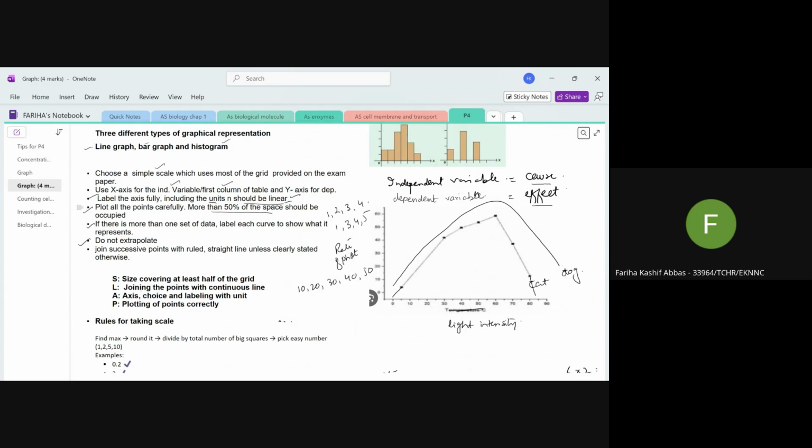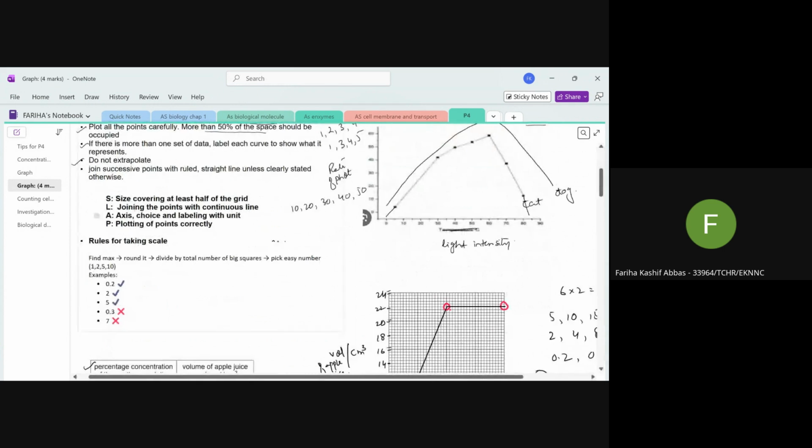So what is the mnemonic for graph? Slab. Slab: S means size covering at least half of the grid. L means joining the plots with continuous line. A means axis along with the unit. P means plotting of the points correctly.